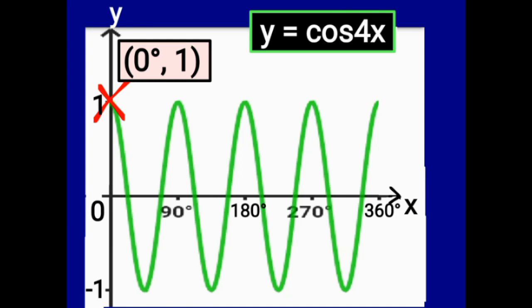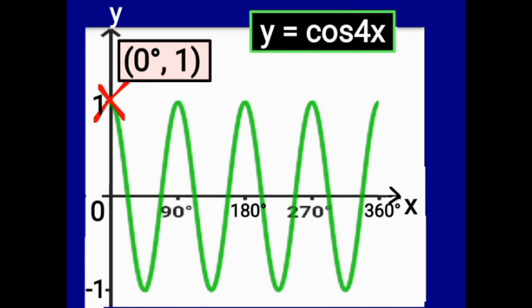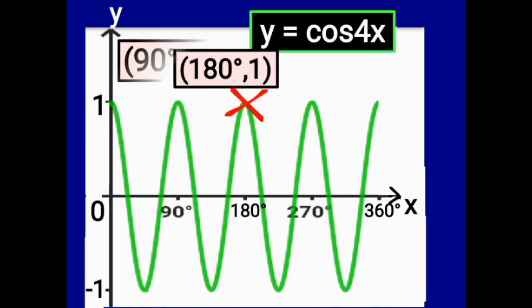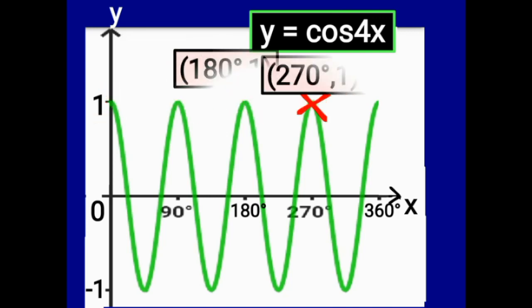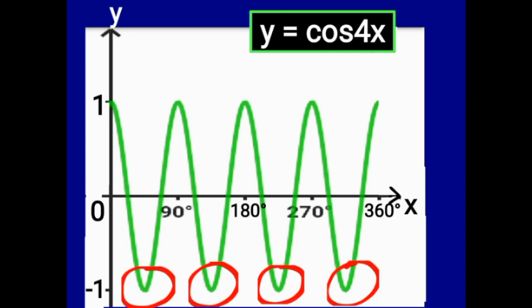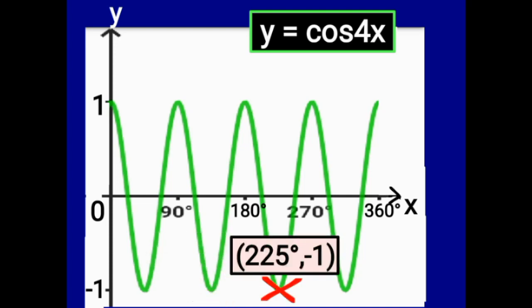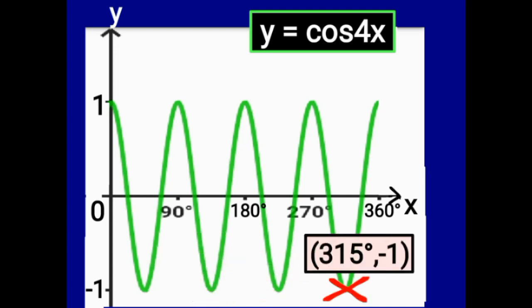The graph y equals cos 4x has 5 maximum points at the coordinates 0 degrees, 1, 90 degrees, 1, 180 degrees, 1, 270 degrees, 1 and 360 degrees, 1. And also the graph y equals cos 4x has 4 minimum points at the coordinates 45 degrees, minus 1, 135 degrees, minus 1, 225 degrees, minus 1 and at 315 degrees, minus 1.